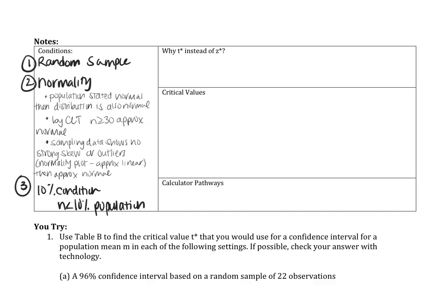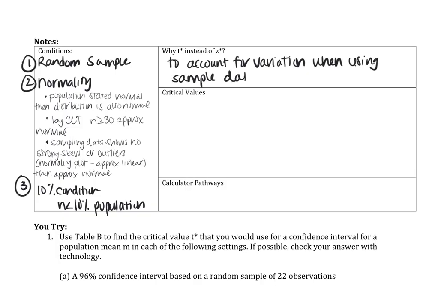All right, so why T star instead of Z star? To account for that variation when using sample data only. Okay. Z star, proportions. T star, numeric. Actually, I'm going to write this differently. Means. So this is categorical, this is numeric.